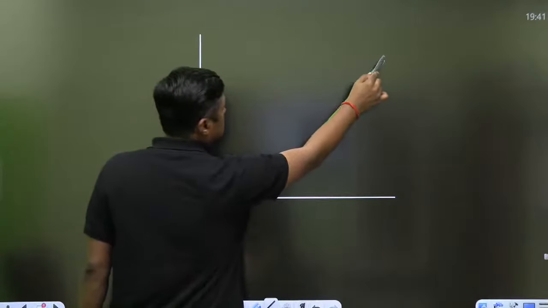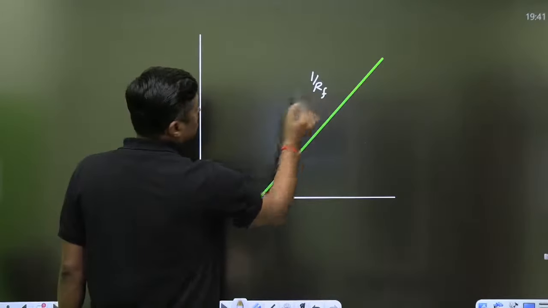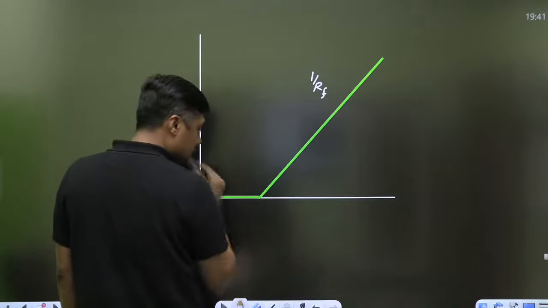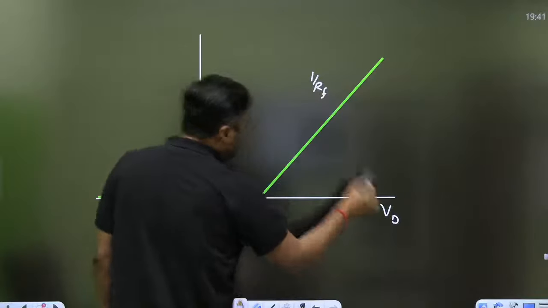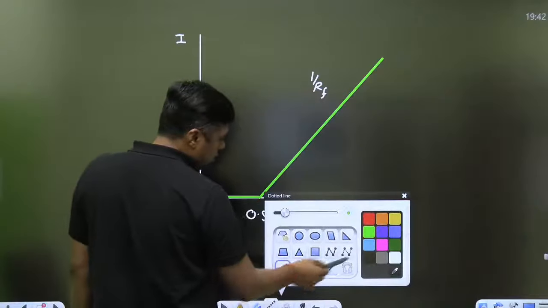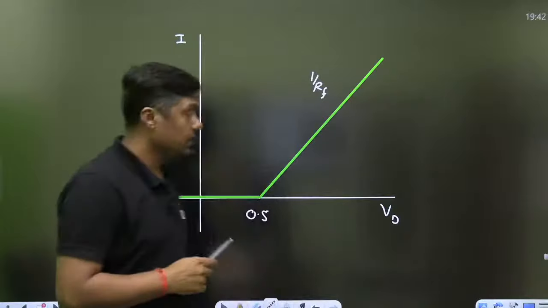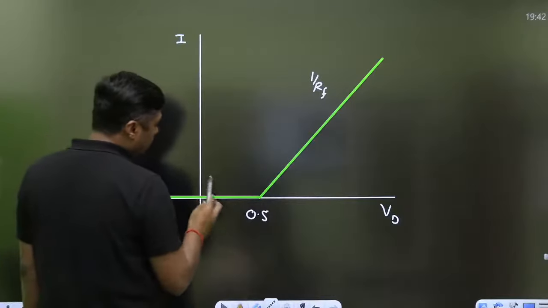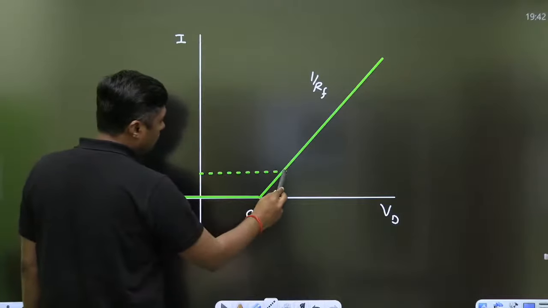This is the slope 1 by RF, 1 by 100. This is the 0.5, the drop across the diode, and that is the I. Because Salja is giving the answer, otherwise you can check your answer: 0.42 milliampere is the current. This is the zero current. 0.42 milliampere means the current is this one.